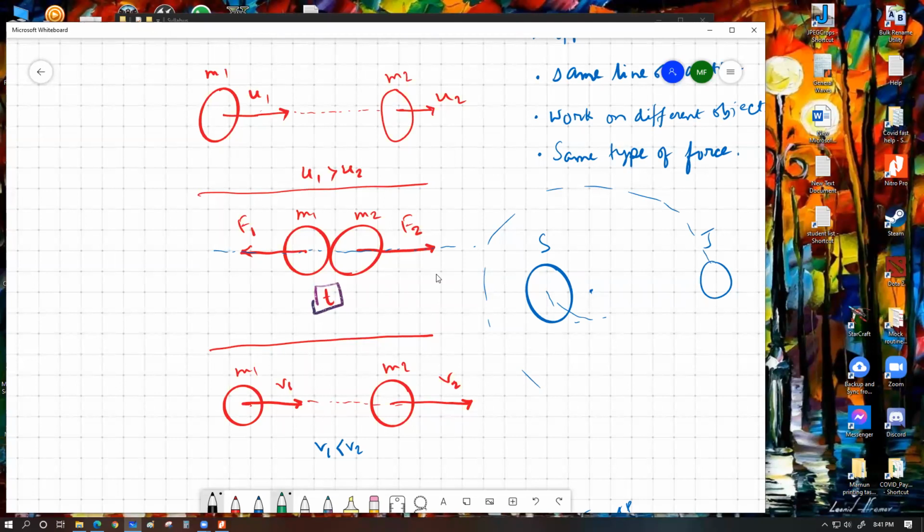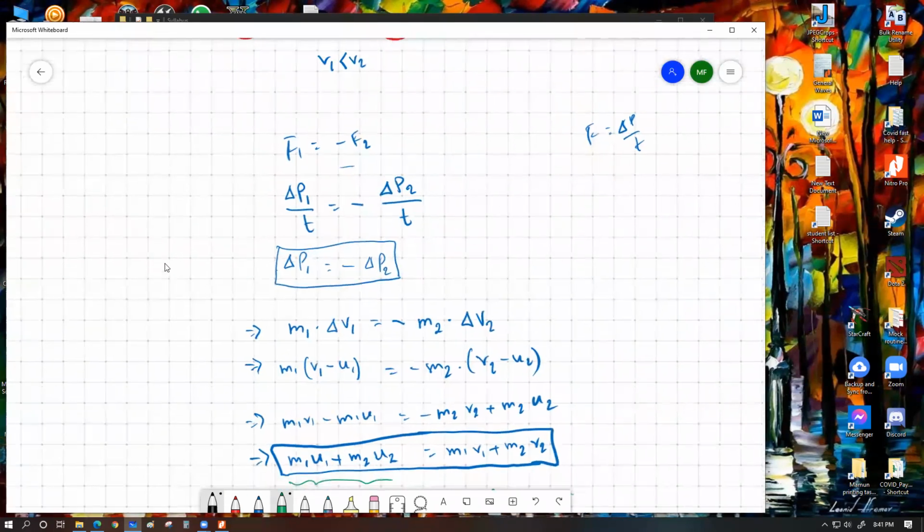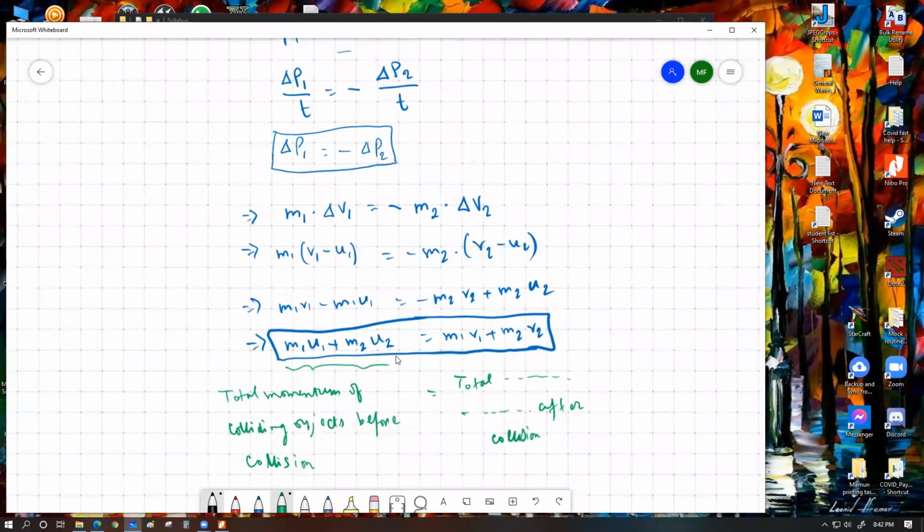That's what we mean by an isolated system, that they are not affected by any external forces apart from the force that they exert on each other. So F1 is experienced by M1, F2 is experienced by M2, and these are the only two forces that these two objects are subjected to. Nothing else is there. So for an isolated system where the two objects are the only force-applying objects onto each other, this law will always hold true: the total momentum of the colliding objects before collision should be perfectly equal to the total momentum of the colliding objects after collision.